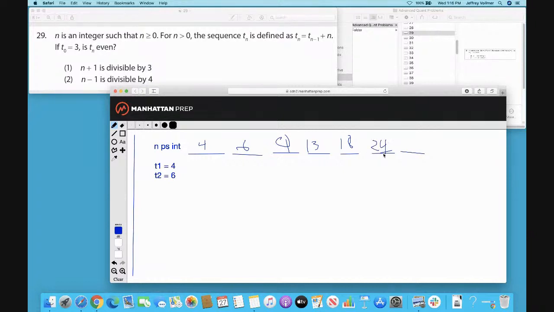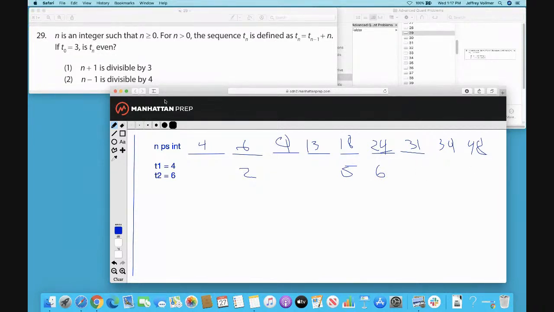All right, so I've got enough. Is t even? All right, so where is it even? It's even at term 2. It's even at term 5 and 6. And then term 7 would be 31, 39, and then this would be 48 and 58. So it looks like it's alternating. It's like odd, even, odd, odd, even, even, odd, odd, even, even.